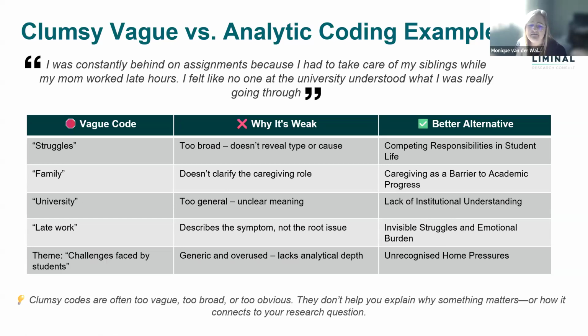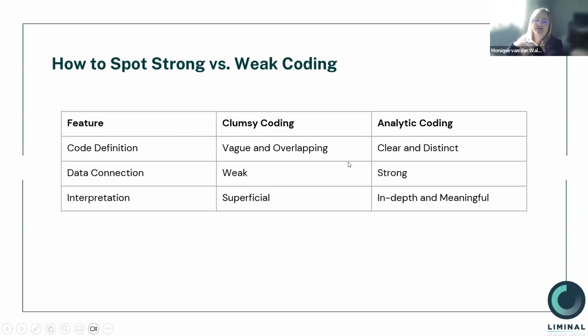It's also very generic and overused within data, and it lacks analytical depth. We could have been more specific based on the type of home challenges, work challenges, or university or school challenges. Therefore, clumsy codes are often too vague, too broad, too obvious. They don't help you to explain why something matters or how it connects to your research question.